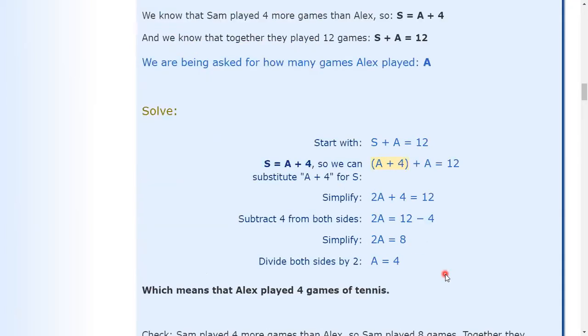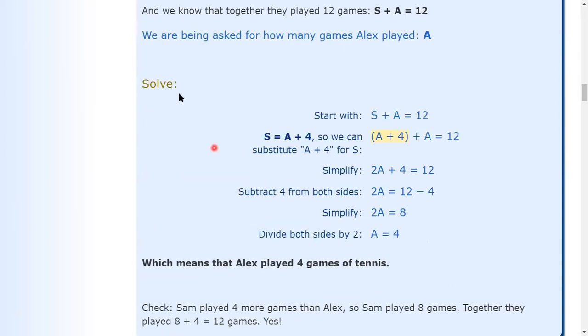So look at this solution. Solve: start with S plus A is equal to 12. S is equal to A plus 4, so we can substitute A plus 4 for S. Simplify: 2A plus 4 is equal to 12. Subtract 4 from both sides: 2A is equal to 12 minus 4. Simplify: 2A equals 8. Divide both sides by 2. A is equal to 4, which means that Alex played 4 games of tennis.